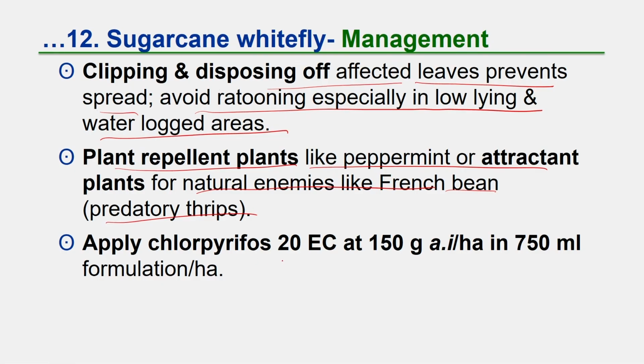Apply chlorpyrifos 20 EC at the rate of 150 gram AI per hectare. AI is active ingredient, in 750 ml formulation per hectare.